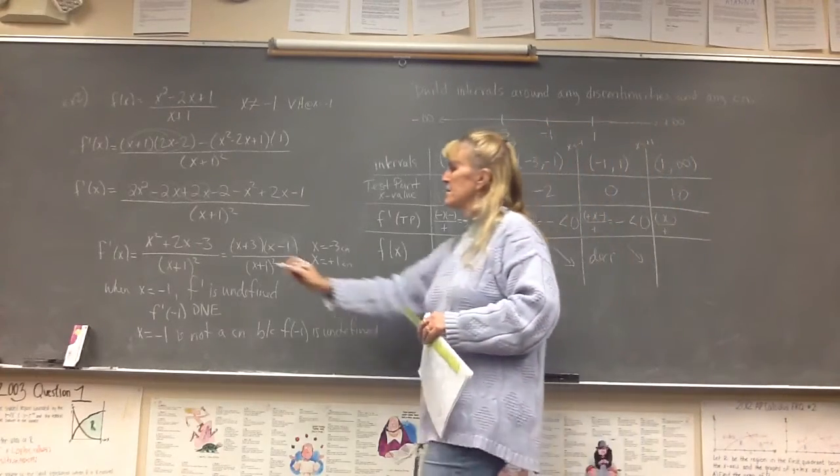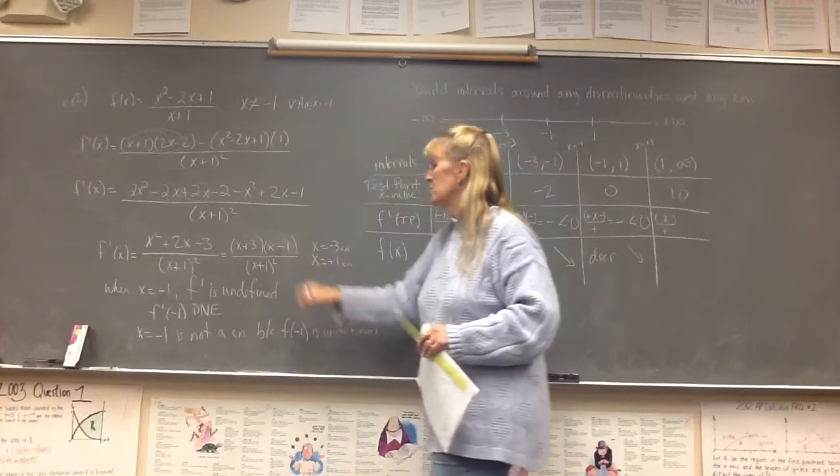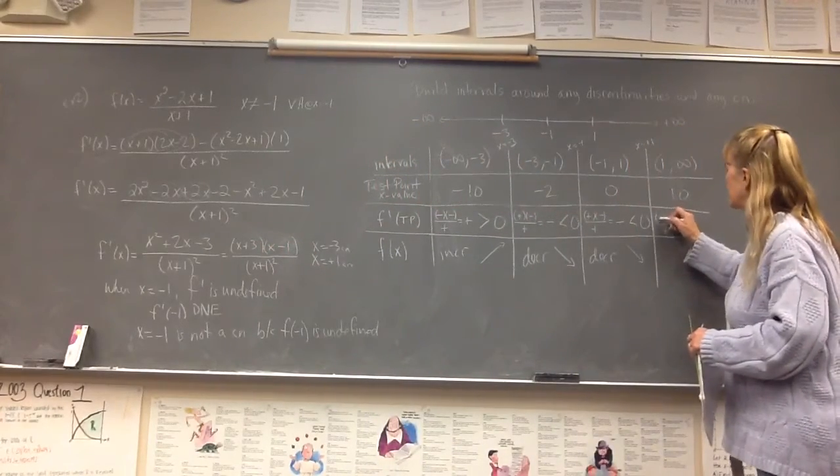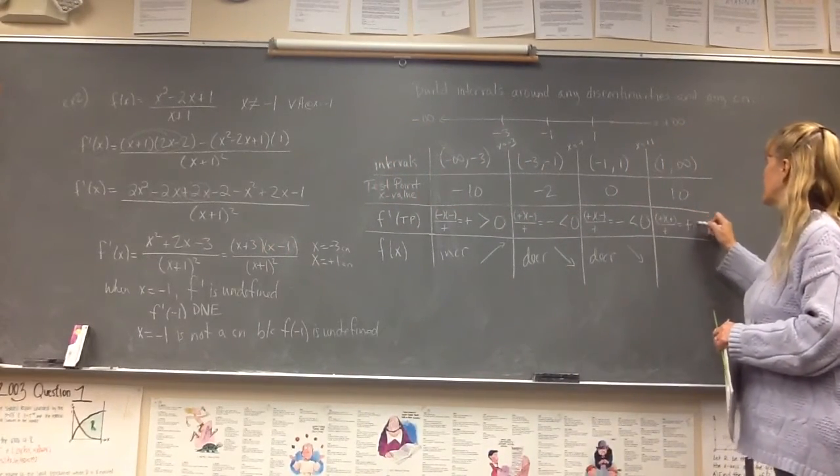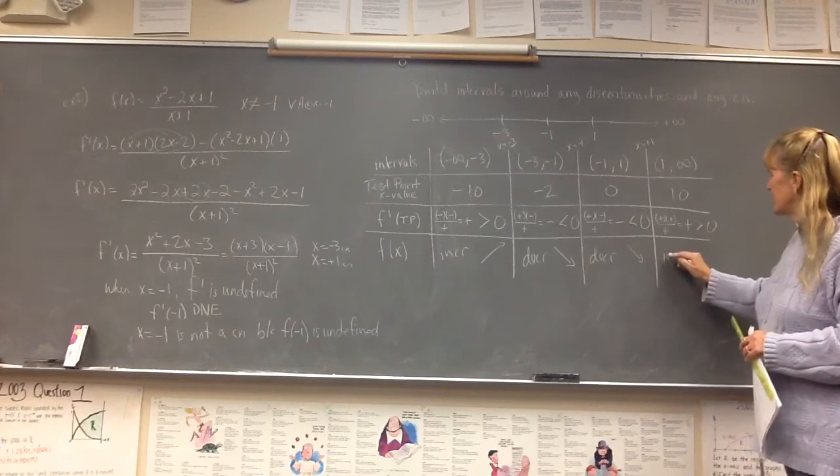So we have a 10 here. 10 plus 3 is positive. 10 minus 1 is positive. So we have positive, positive, everything is positive. That's greater than 0. So all of a sudden, I'm increasing.